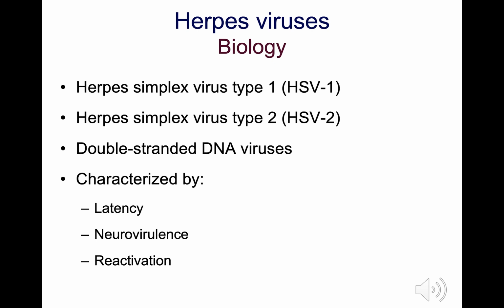There are two herpes simplex viruses, herpes simplex virus type 1, or HSV1, and herpes simplex virus type 2, or HSV2. These two viruses are double-stranded DNA viruses, and they are characterized by their ability to establish latency, which is asymptomatic infection, their attraction to the central nervous system, or the damage they can wreak there, which is neurovirulence, and their capacity to reactivate after periods of time where they are completely inactive.